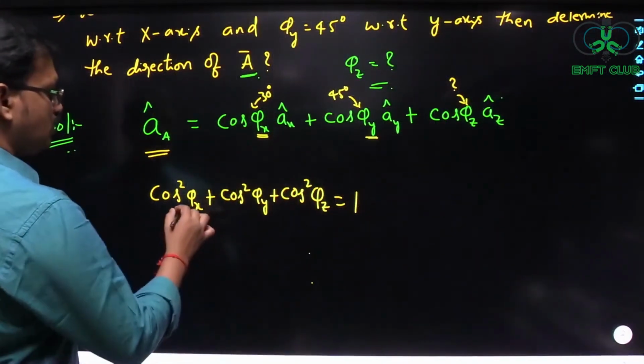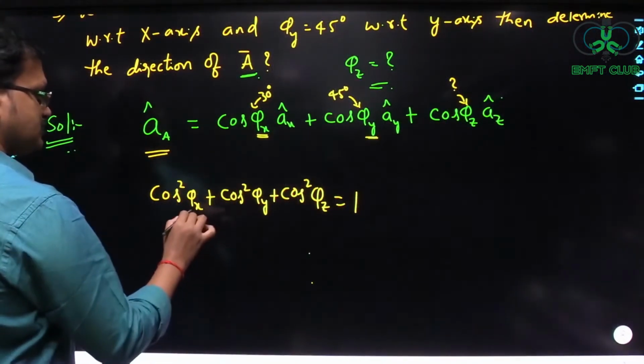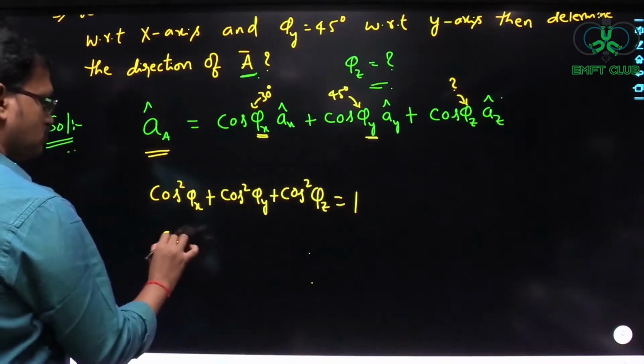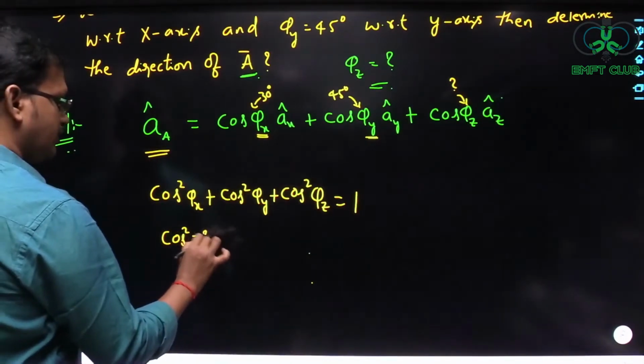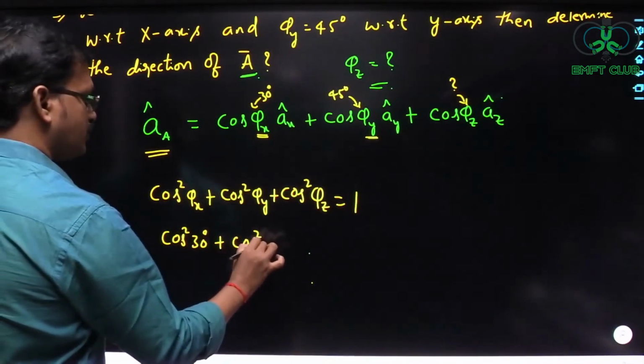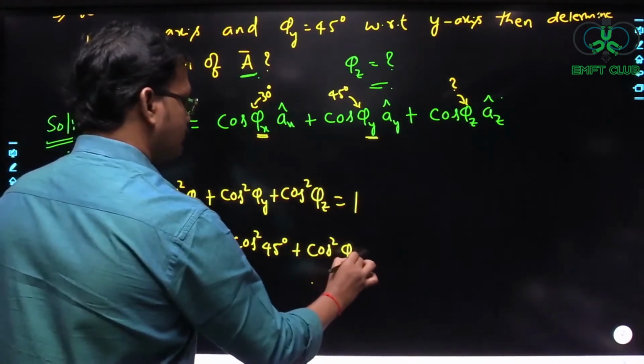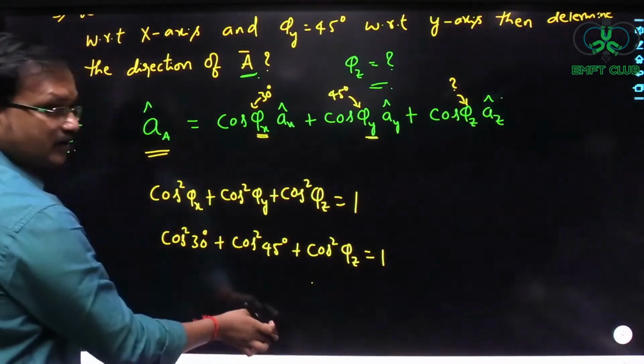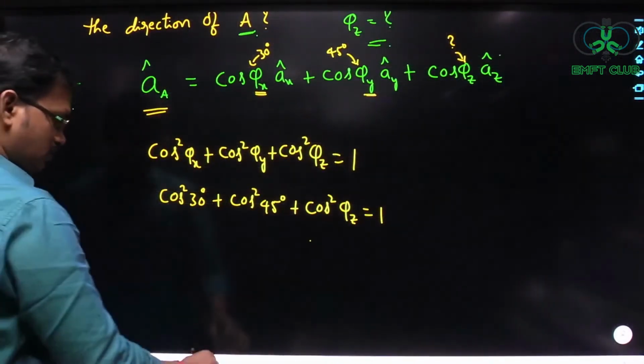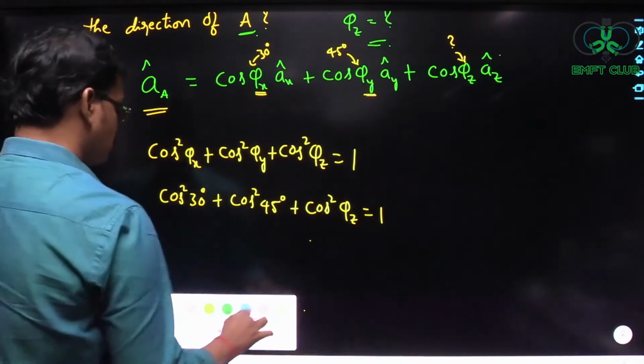Right. So phi x is nothing but 30 degrees. So cos square 30 degrees plus cos square 45 degrees plus cos square phi z must be equal to 1. Okay, so if you do this, what are you going to get?